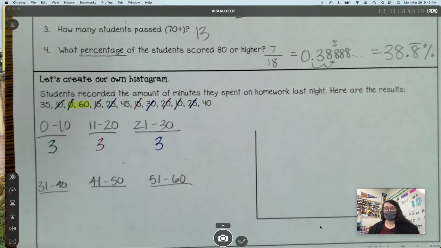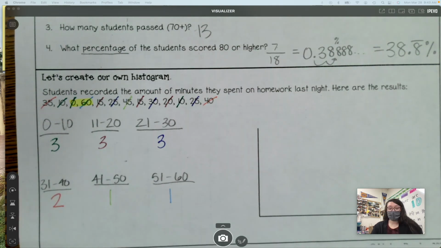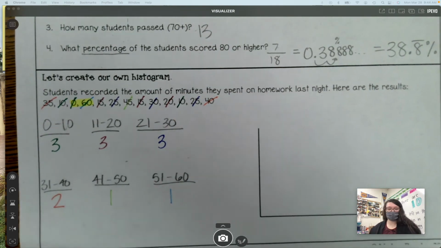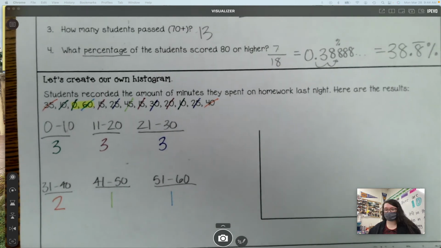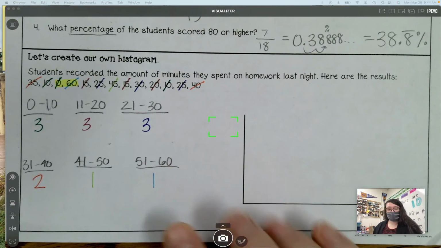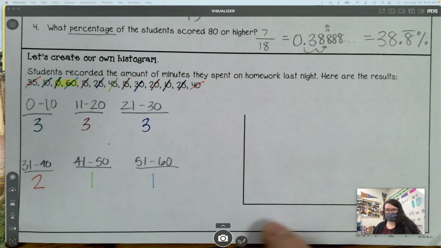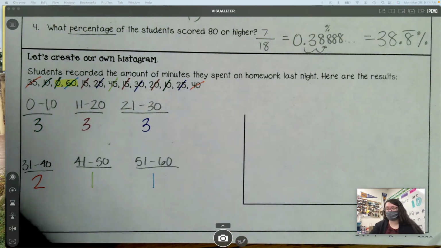Pause the video and try to finish the next 3 on your own. Hopefully you got 2, 1, and 1 for those remaining pieces. On the SOL, you'll never have to make the top and the bottom of the bar graph on your own, but you will have to be able to shade in the bars. So that's what we're going to practice now.